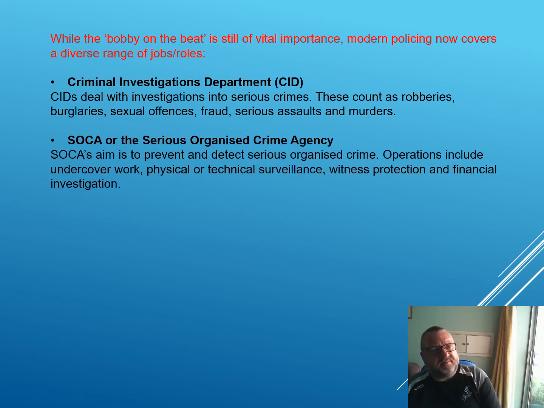You've then got the Serious Organised Crime Agency, known as SOCA, and that particularly deals with undercover work. So they're dealing with criminal rings, so that would be drug cartels, that sort of stuff. And so that would involve undercover work, physical or technical surveillance. Physical surveillance would be sitting there watching people. Technical surveillance is monitoring computers, that sort of stuff, CCTV cameras. They'd be involved in witness protection. They do financial investigations to track where the money is going from organised crime.